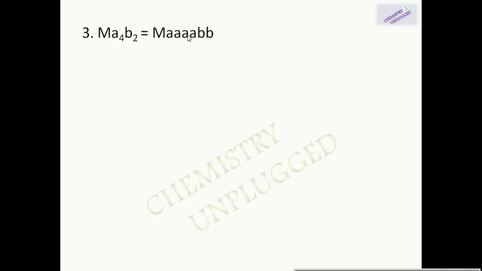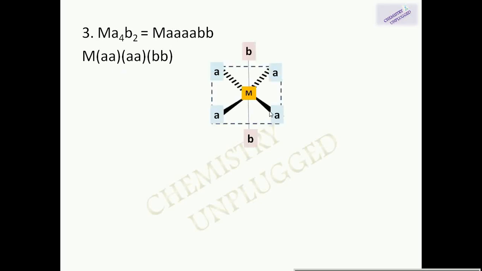Next is MA4B2. We can write it as MAAAA, four times A, and BB. Now we will apply our trick first: we place two A ligands in one bracket, the other two in another, and the two B ligands in a third bracket. This means the two A ligands are trans to each other, the other two are trans to each other, and the two B ligands are trans to each other. So this type is trans because two ligands of the same type are trans to each other.